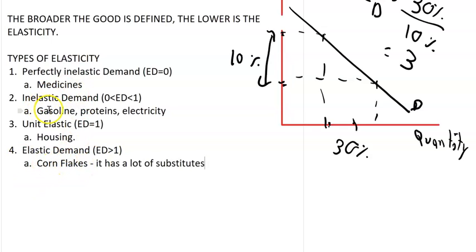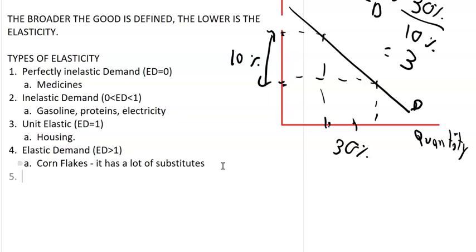On the other hand, if you think about gasoline, gasoline does not have much of a substitute. Proteins, we need proteins for us, so it doesn't have much of a substitute. Electricity doesn't have a substitute. Medicines, of course, does not. So they will have much lower elasticity.